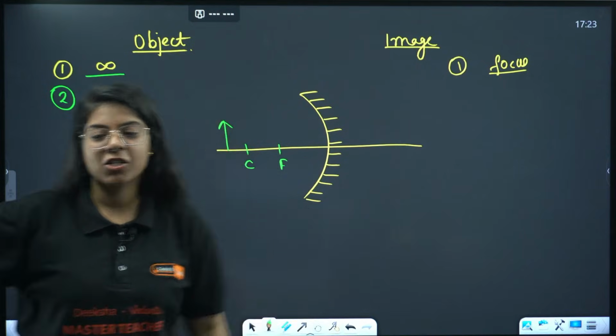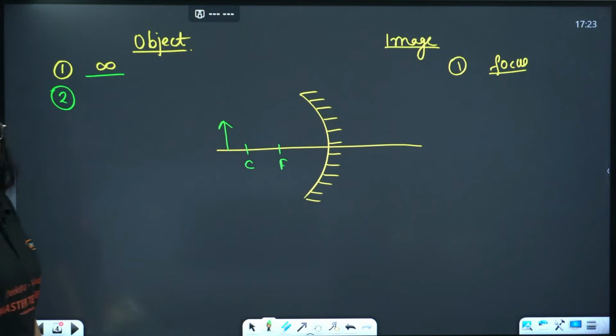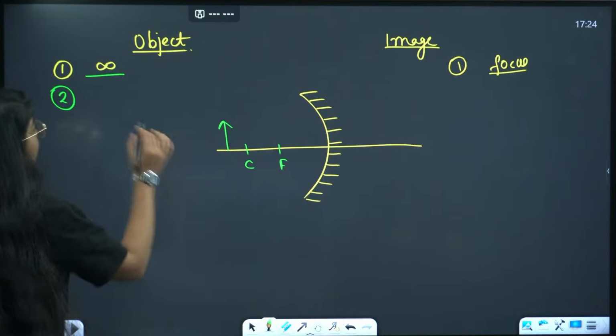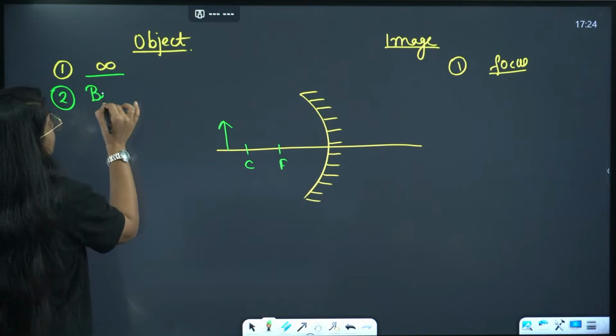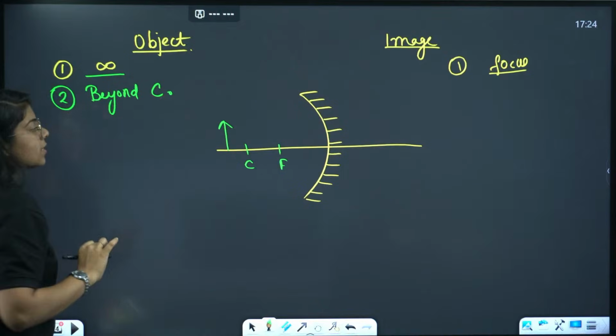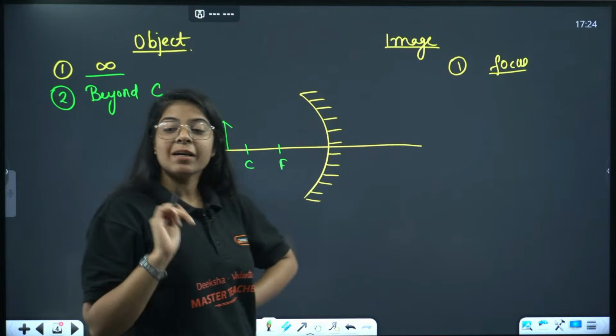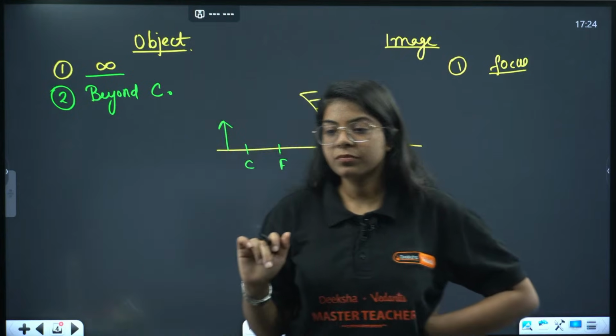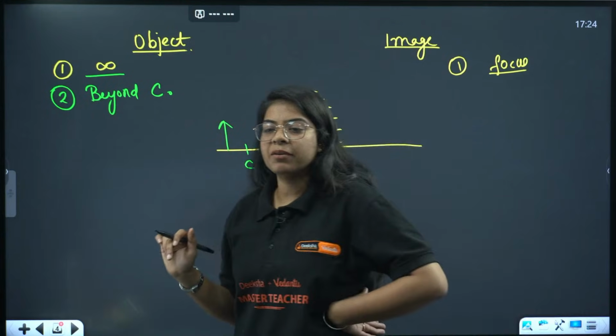ठीक है? चलो, until then we'll see the second case. Second case is what? The object is beyond C. Now where the image will form? Where the image will be formed?